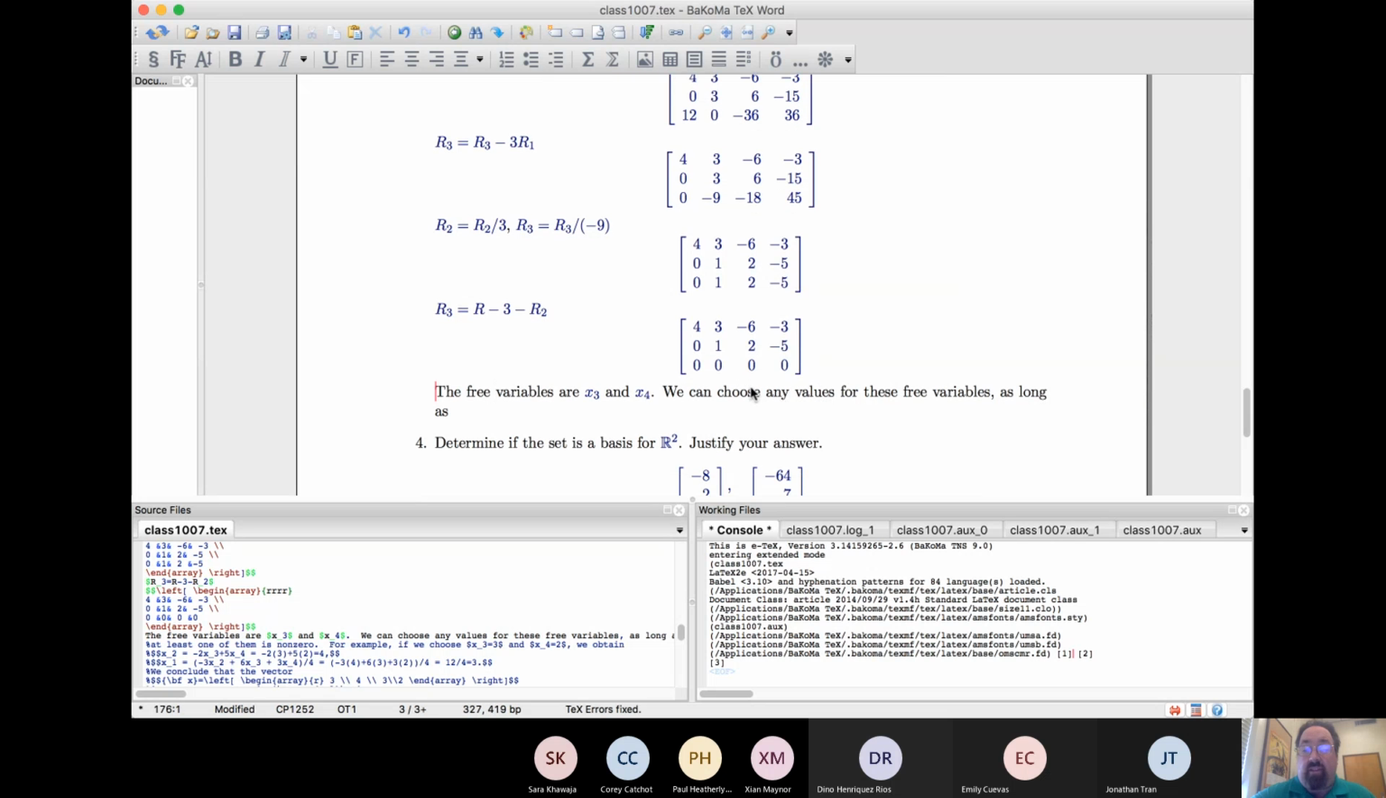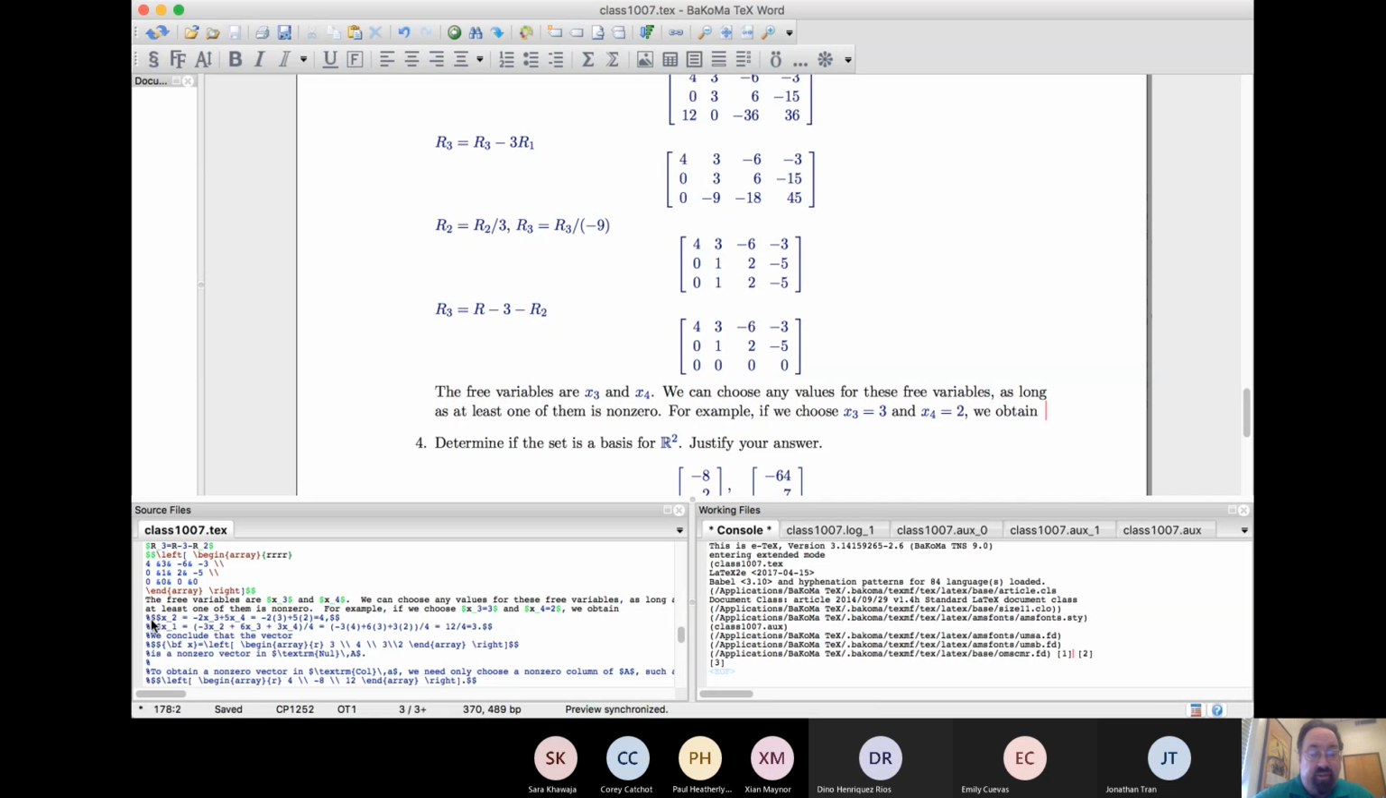We could choose anything, but we need a non-zero solution. That means we cannot choose both x3 and x4 to be 0. As long as one of them is non-zero, then we're good. Now, to match the answer that MyLab happened to find for this problem, I just made these choices of x3 is 3 and x4 is 2. But you can choose anything as long as they're not both 0. Like I could choose this to be 0 and this to be 1, for example, and that would still give a viable solution. Then I just have to use these two equations to solve for x2 and x1 in terms of these prescribed values of x3 and x4.